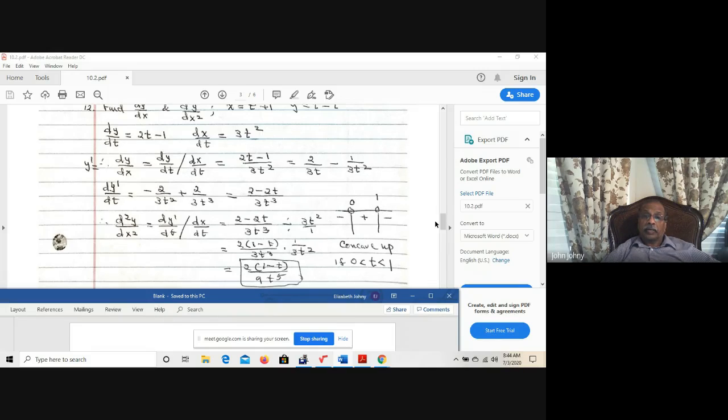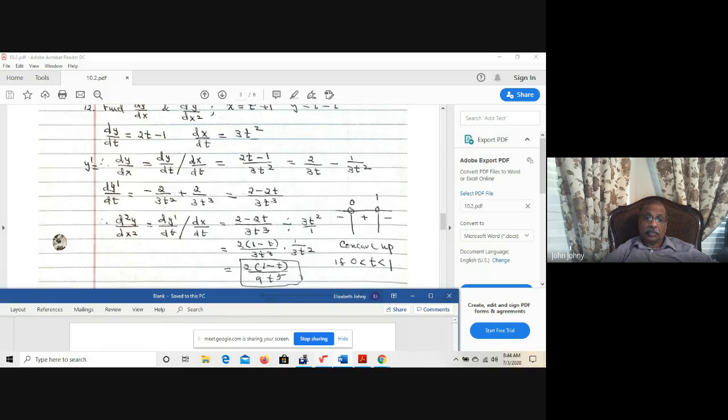So draw a number line and mark 0 and 1. Find the sign of d square y over dx square in each interval. In the first interval, you pick a number below 0. So it is going to be negative, because for example, if it is negative 1, 1 minus negative 1 is positive, 2 is positive, divided by negative 1 to the 5, which is negative. And in the middle, if you pick a number between 0 and 1, then it is positive. And if you pick a number above 1, it is going to be negative.